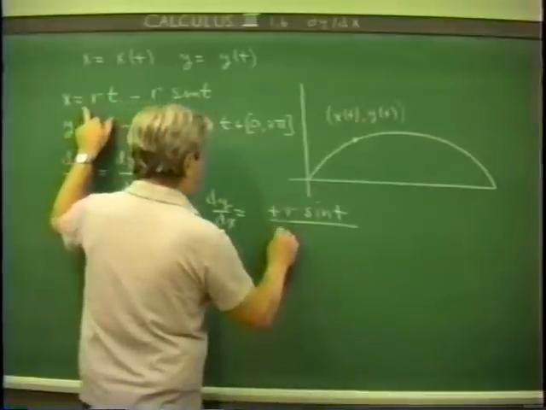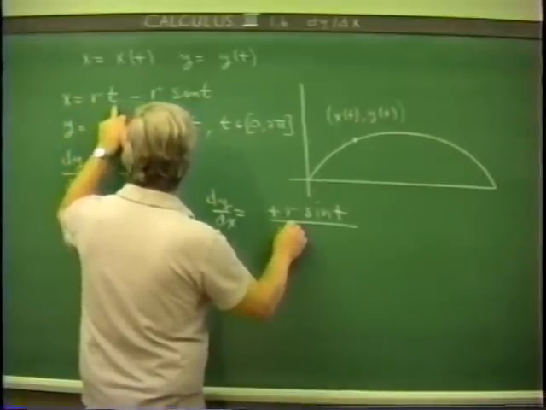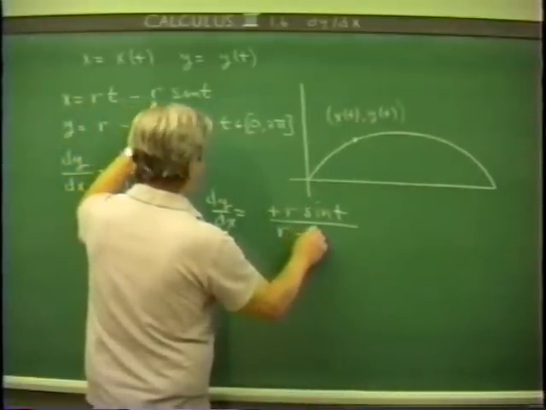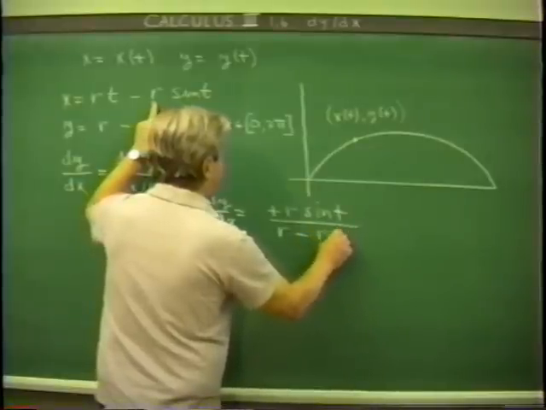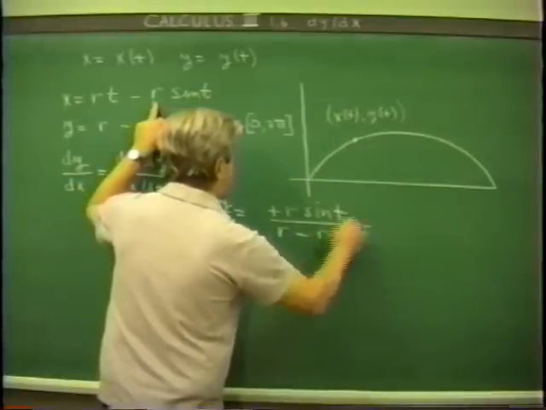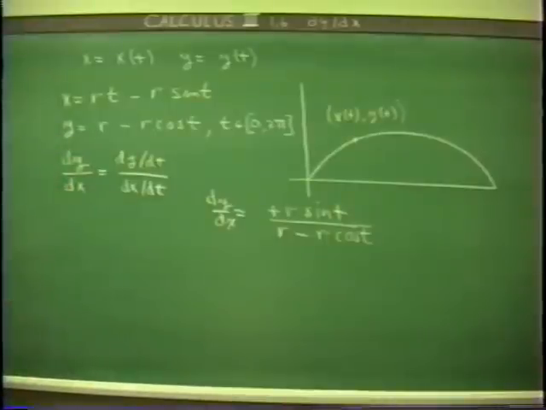that's dy dt, that belongs in the numerator, dx dt is r, derivative of t is 1 with respect to t, minus r, derivative of sine t is cosine t.